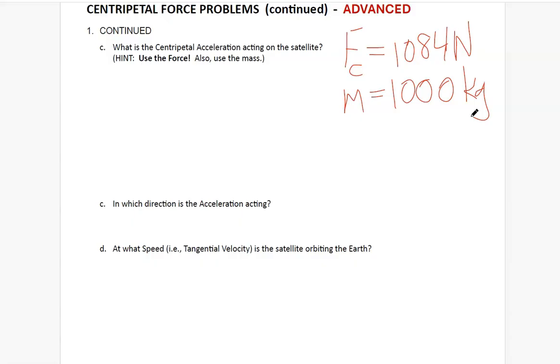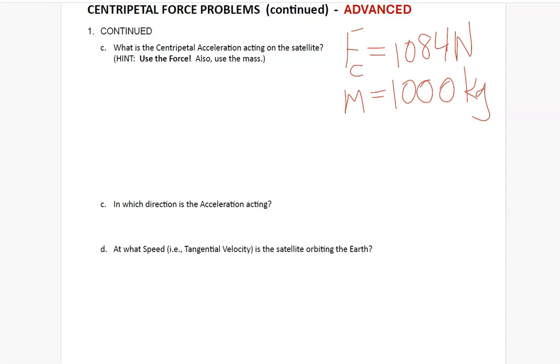Well, we have two ways to do that. One way is to use the formula for centripetal acceleration, which equals the tangential velocity squared divided by the radius of the circle that the satellite is moving in, not the radius of the Earth, the radius of the circle. So that's the sum of the two distances we talked about before.